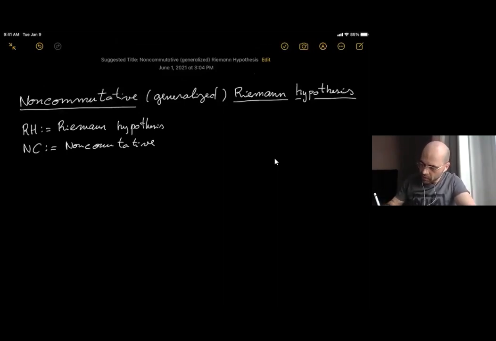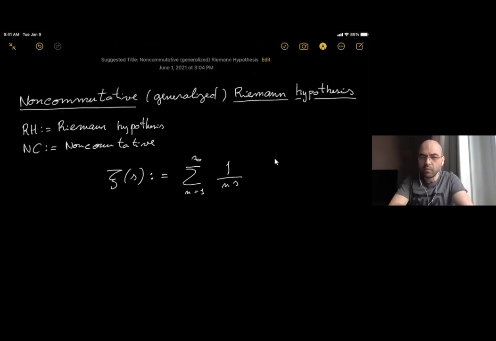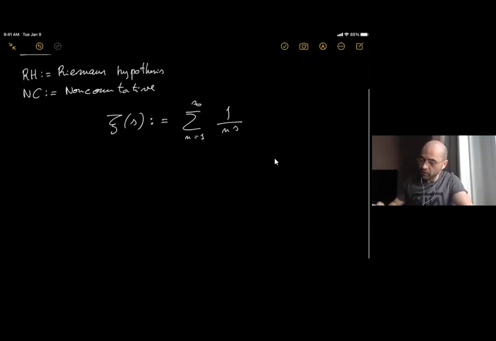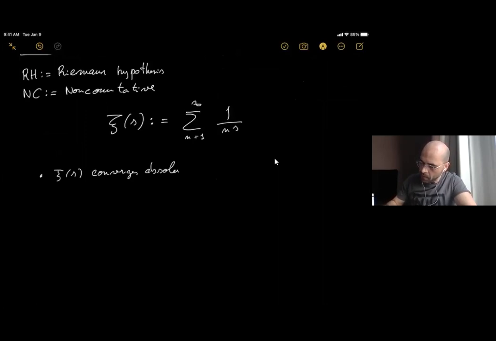So how everything starts is with the famous zeta function, which is defined by this Dirichlet series. So s is a complex variable. And what do we know about this function? We know several things. We know that this function actually converges absolutely in this half plane when the real part of s is greater than 1. This was proven by Riemann.